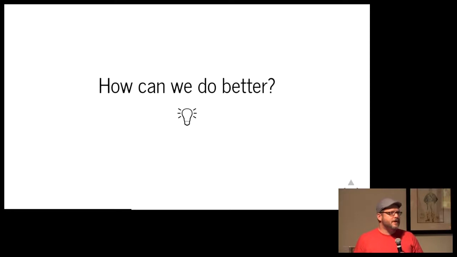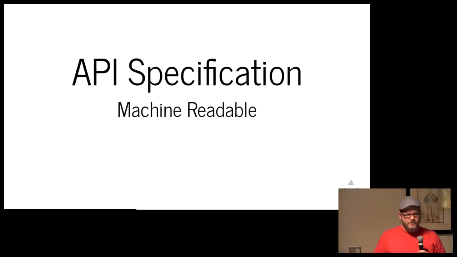And so at that time, we'd been hearing a lot about this idea of API contracts and API specifications. And that's when it really clicked that this is something that we could use in our process. So an API specification is a machine-readable description of the resources that are available via your API.